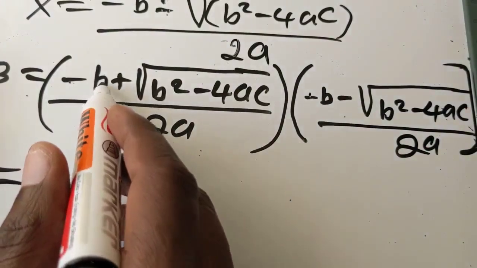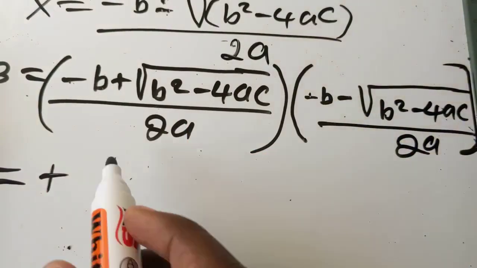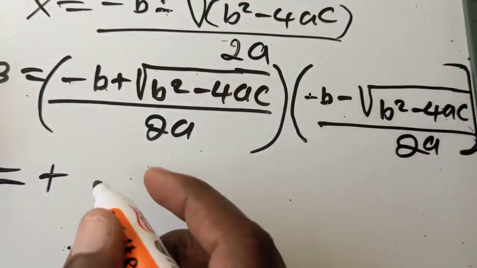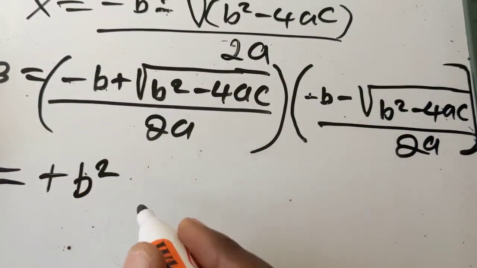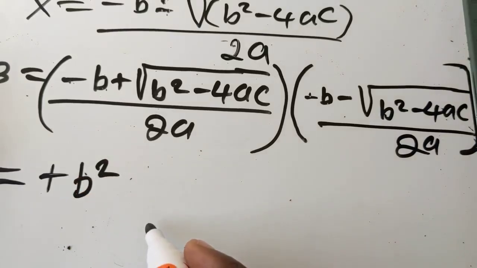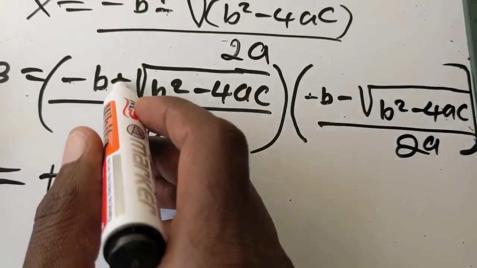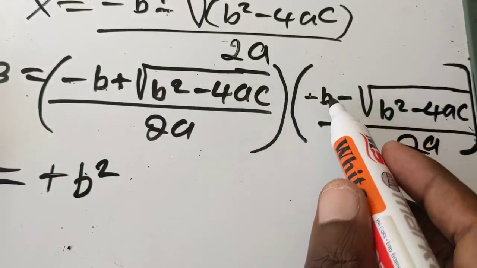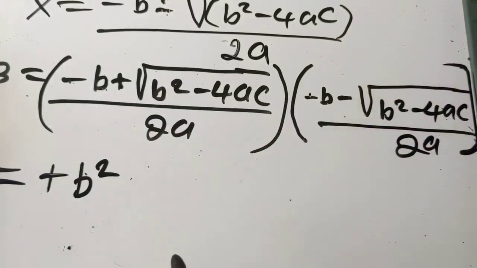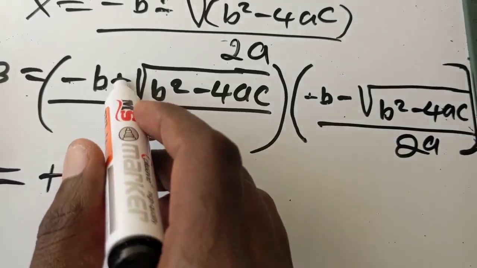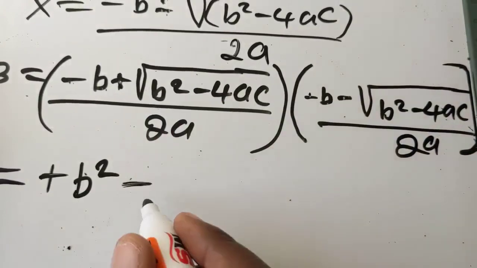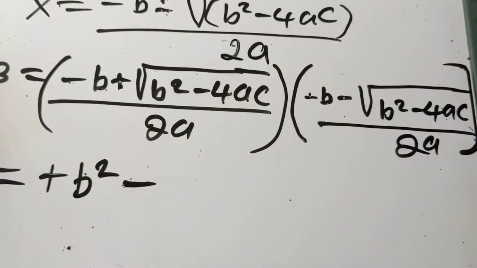So you multiply again, b times b. b times b is going to give you b squared. Then positive times this negative. If you follow it step by step, this is the simple thing that you cannot fail to solve. So positive times negative is going to give you negative.